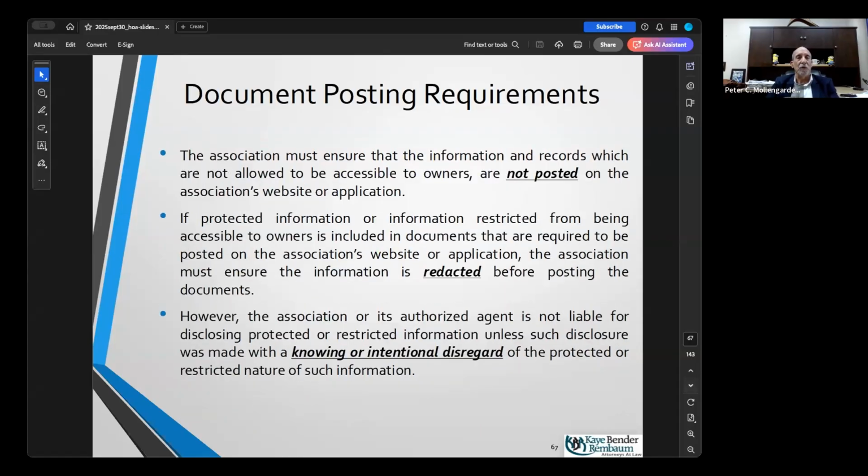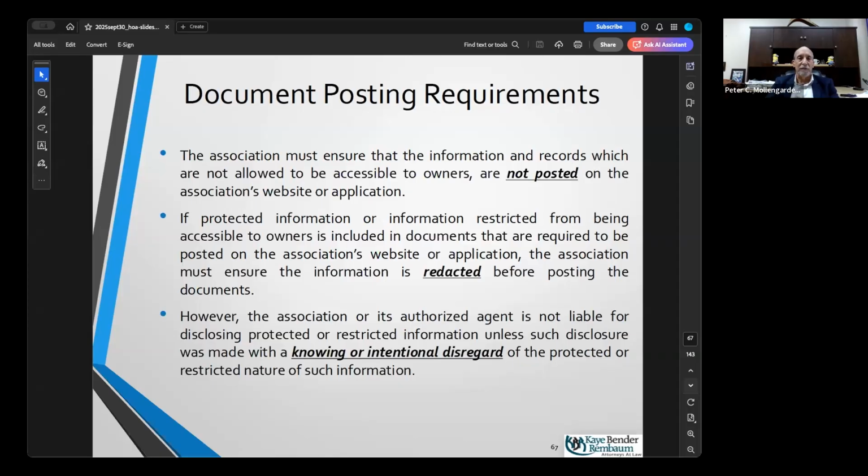Now you have to ensure that the information and records which are not allowed to be accessible to owners are not posted on the website. We just talked about certain records which are inaccessible to owners. I'm not going to go through that again, but you have to make sure those things are not posted on your website or in the app.